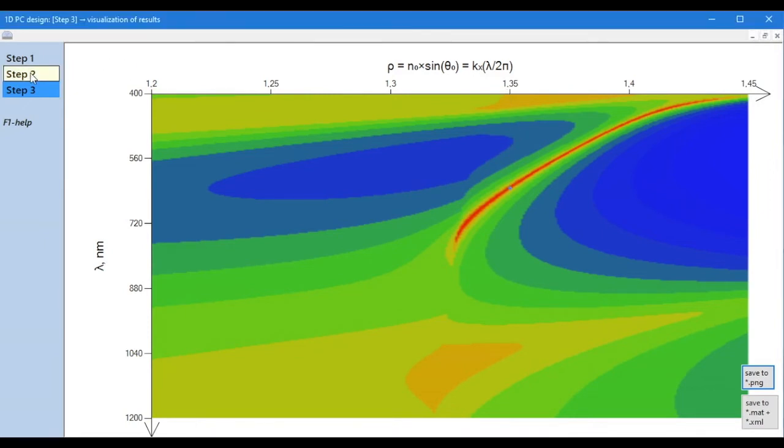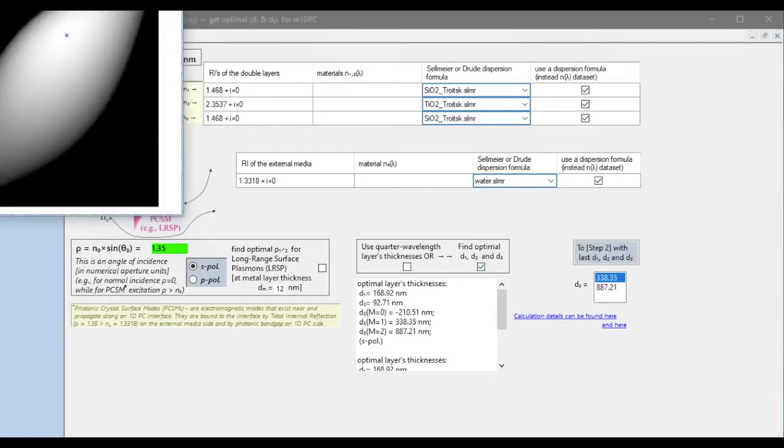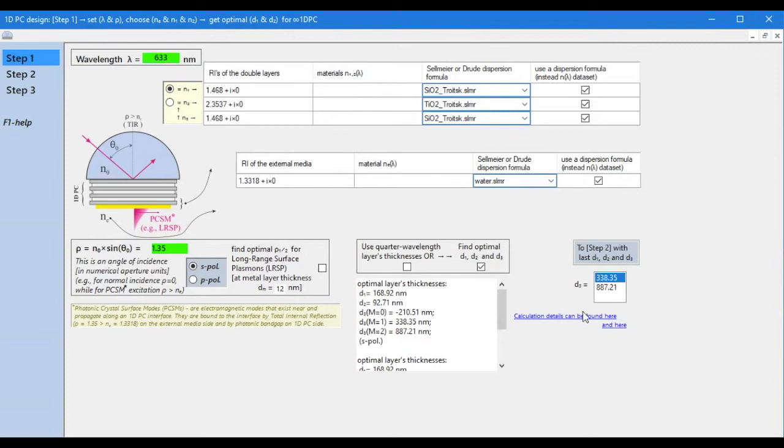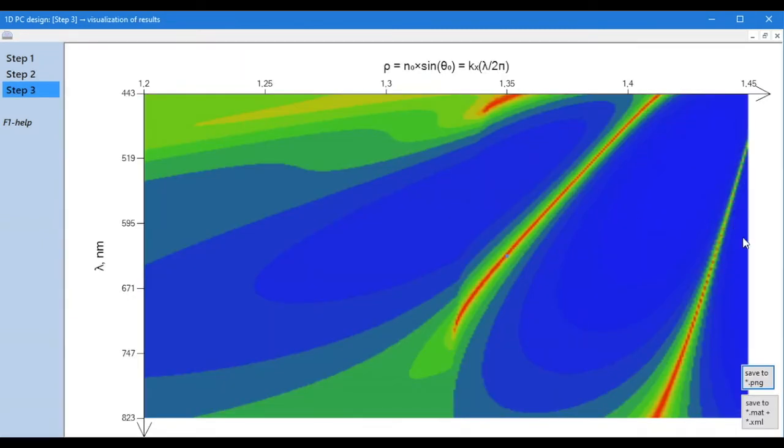We can return to step 1 and change the thickness of the final layer. Now we take the second thickness to obtain two surface modes. Then for the taken thickness we will see that the dispersion has the following form. Here again we have a band gap and we have two modes, one of which is still at a wavelength of 633 nanometers and at an angle ρ equals 1.35.